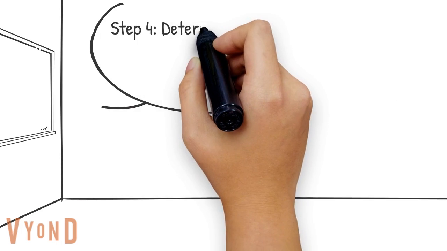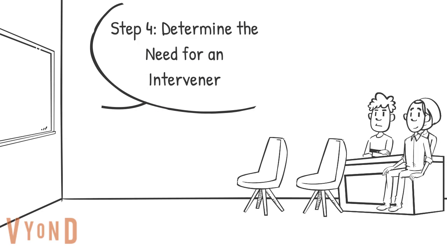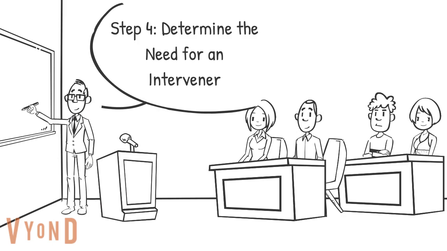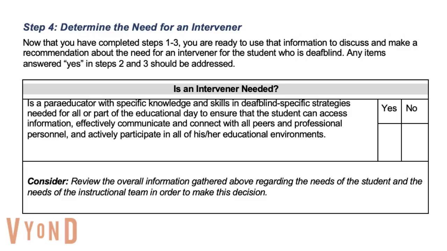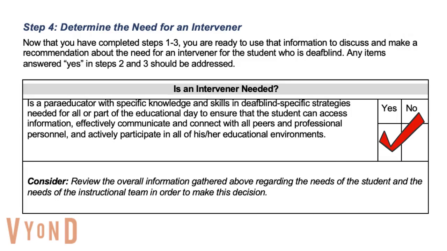Finally, Step 4. Determine the need for an intervener. Once the team has completed steps 1 to 3, you are ready to use that information to discuss and make a recommendation about the need for an intervener for the student who is deafblind. Any items answered yes in steps 2 and 3 should be addressed. If an intervener is recommended, this should be noted in the Supplemental Aids and Services section of the IEP.